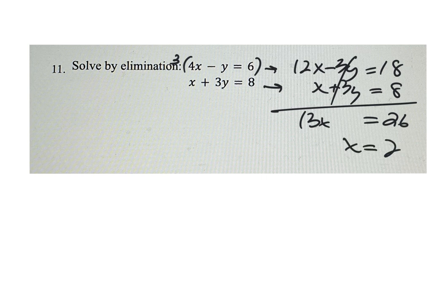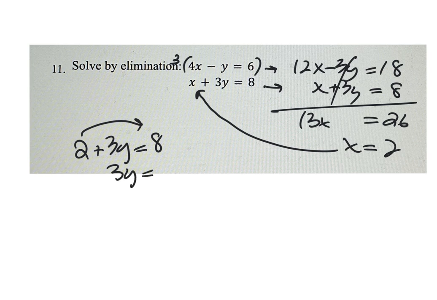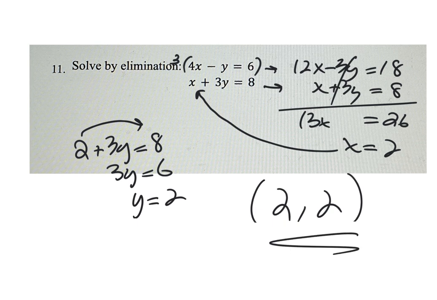Divide by 13, I get x is 2. Don't stop there. You got to plug that 2 back in to get your y. I'm going to plug it in right there. Gives me 2 plus 3y equals 8. Let's move that 2 over. That's 6. Divide by 3. That's 2. So my answer is x is 2 and y is 2. We've done a lot of elimination. That should not be too bad.